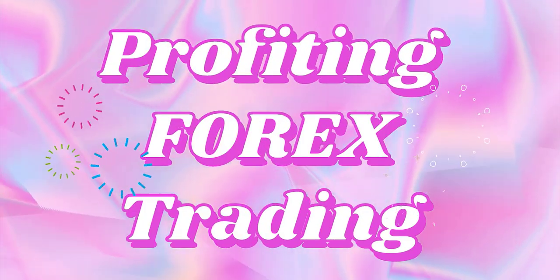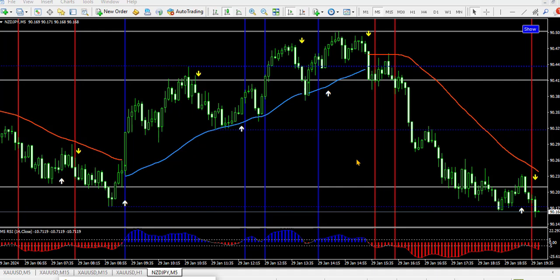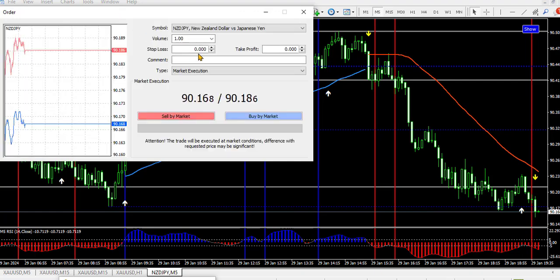MetaTrader 4 winning strategy. This strategy is meant for MT4 and not MT5. You cannot use this on a derived platform. This is strictly meant for MT4 and not MT5.